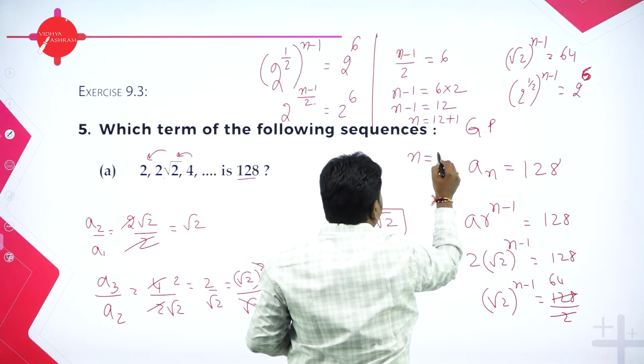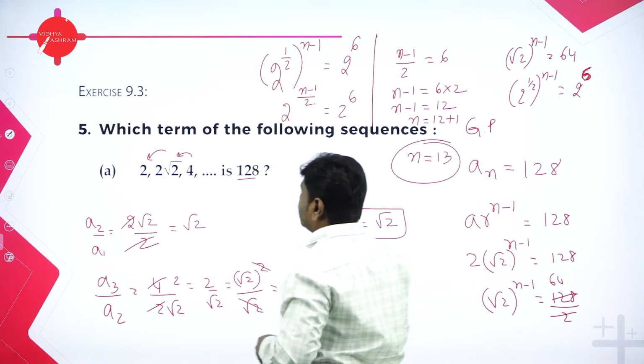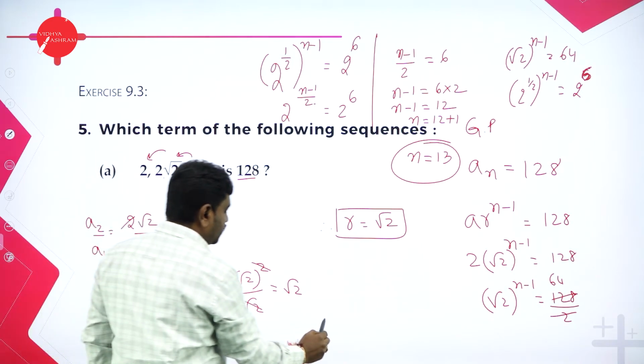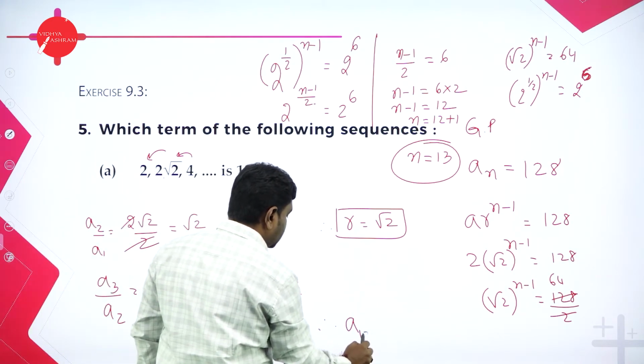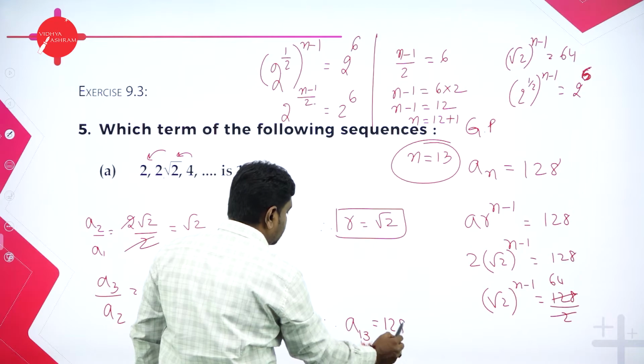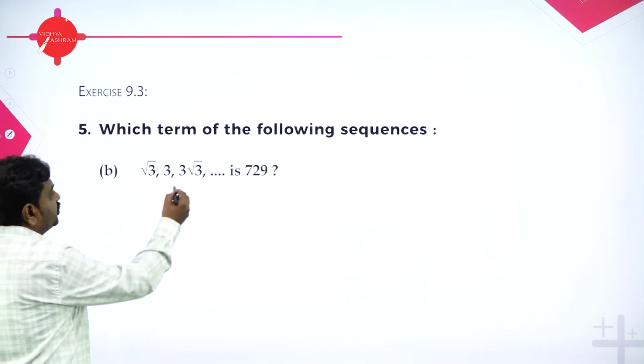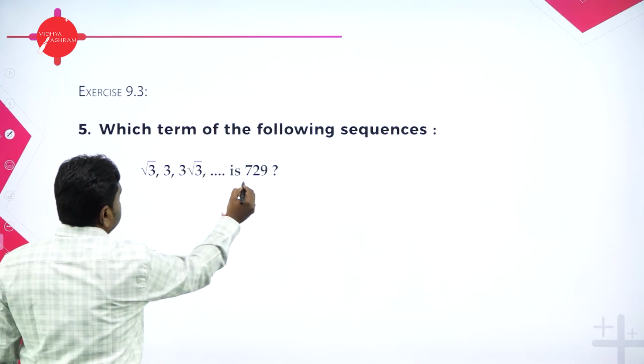Or n is equal to what? 13. So n we got. What is n? 13. So 13th term is 128. What is the conclusion? 13th term. A13 is 128. Which term is 128? A13. Then, which term of the following sequence is 729?